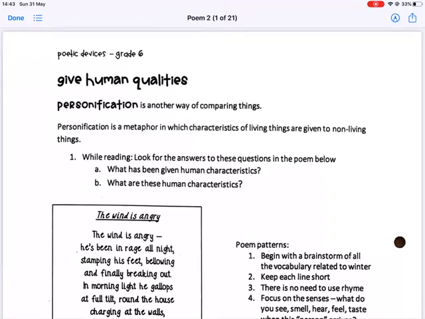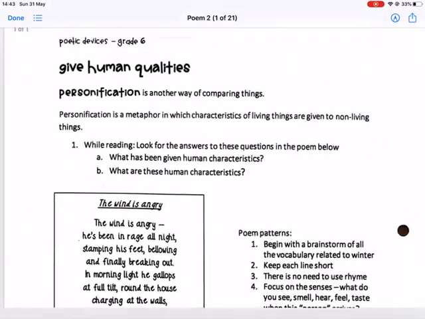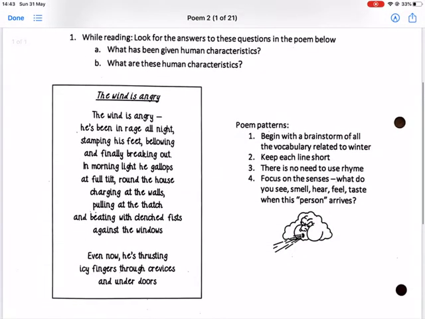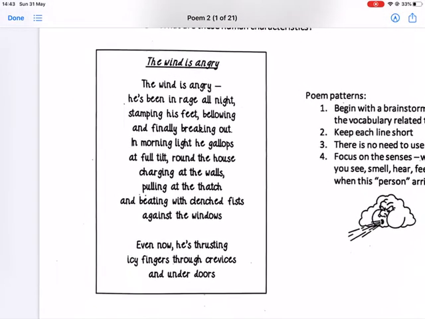While we're reading, I'd like you to think about what has been given human characteristics and what are these human characteristics. The poem that we're going to read is called The Wind is Angry.